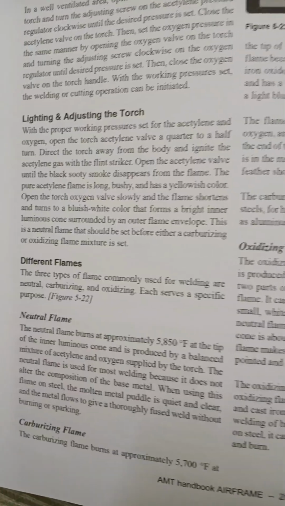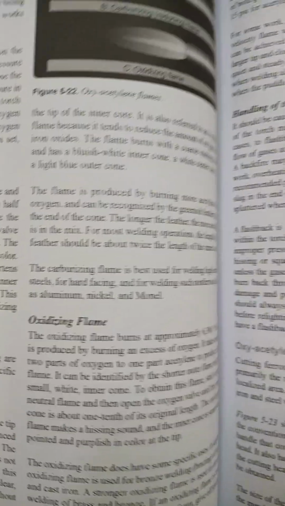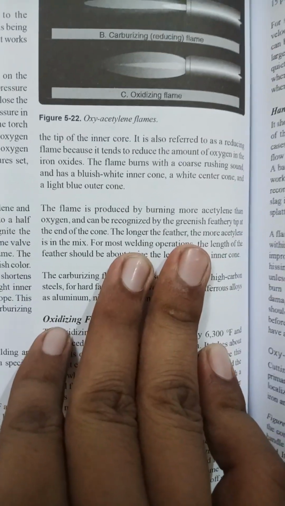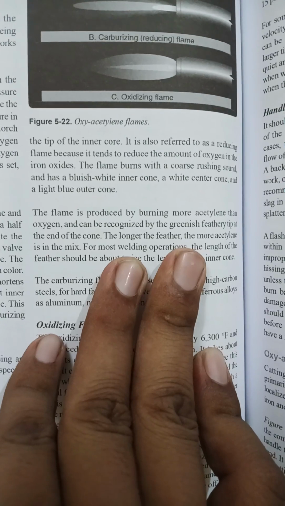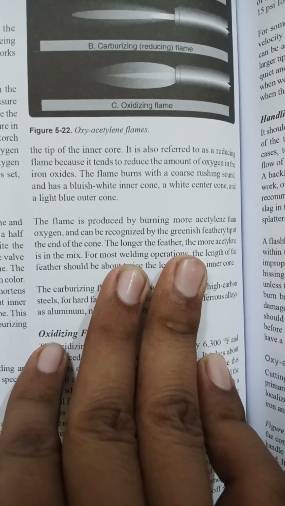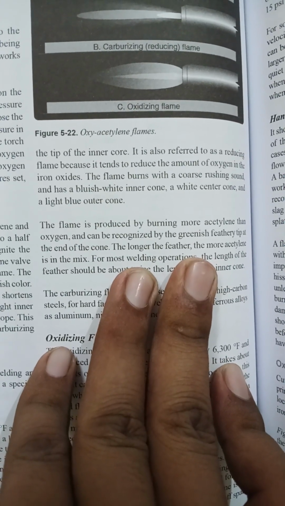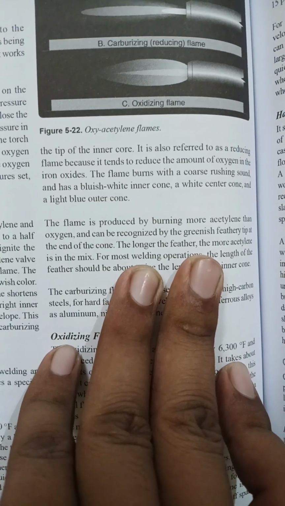Carburizing flame. The carburizing flame burns at approximately 5700 degrees Fahrenheit at the tip of the inner core. It is also referred to as a reducing flame because it tends to reduce the amount of oxygen in the iron oxide. The flame burns with a coarse rushing sound and has a bluish white inner cone, a white center cone, and a light blue outer cone.